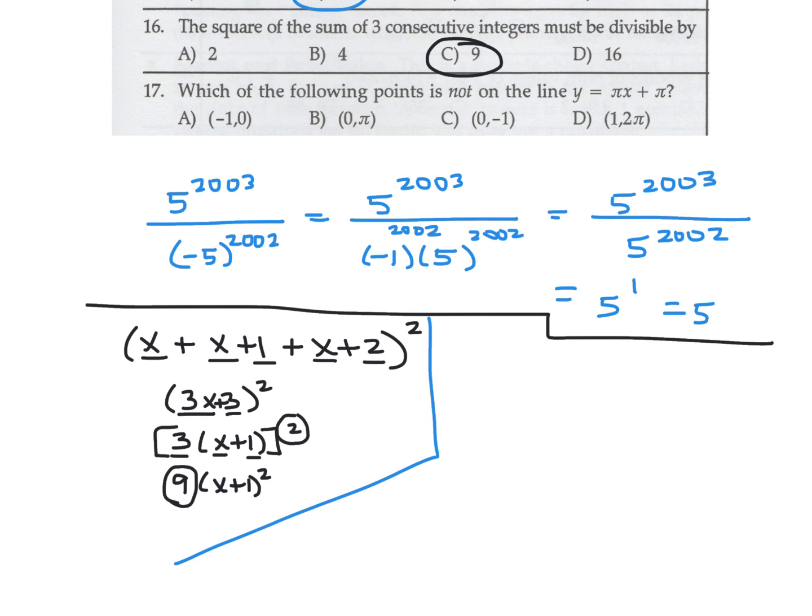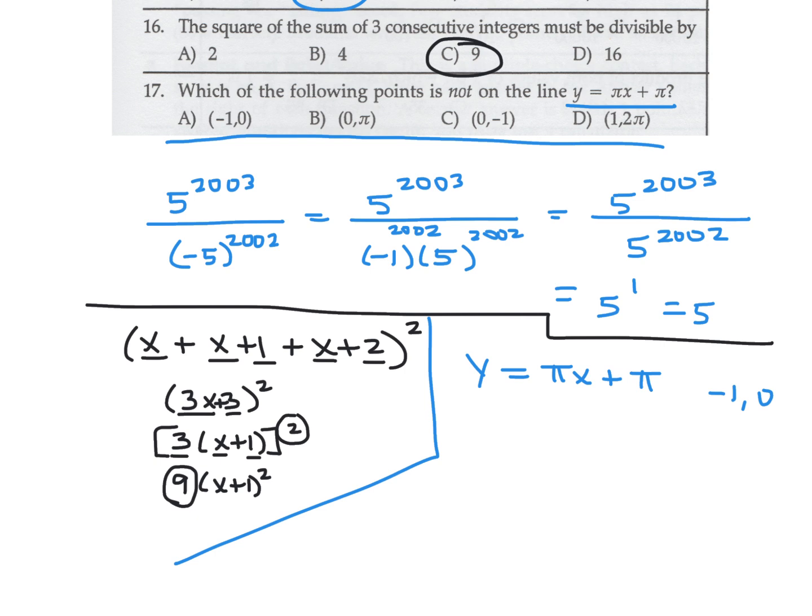Which of the following points is not on the line y is equal to pi x plus pi? So I guess we have to substitute these into this: y is equal to pi x plus pi. So let's try the first one, negative 1. When you put negative 1 as x, you would get 0 for y. Okay, so that one checks out. How about the next one? 0 and pi. When 0 is x, y is pi. Okay, that one checks out.